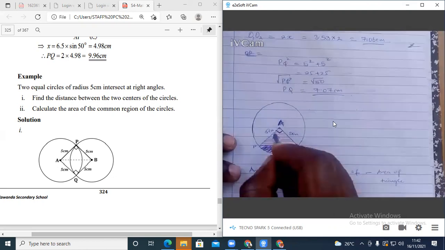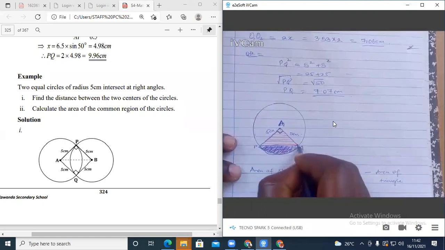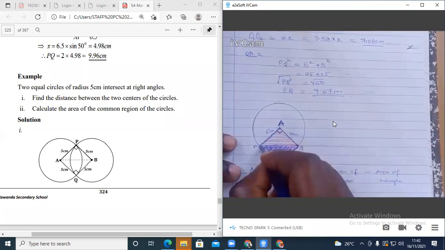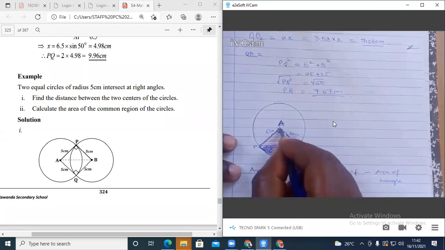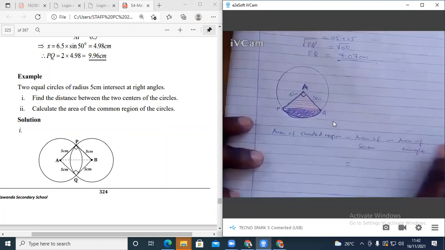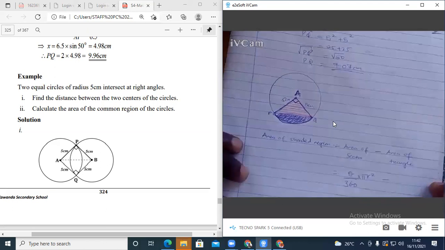So the area of the sector takes the whole of this. This pizza thing here is the sector. The whole of this is a sector. So the area of the sector is given by theta out of 360, then times pi r squared, then minus the area of the triangle.